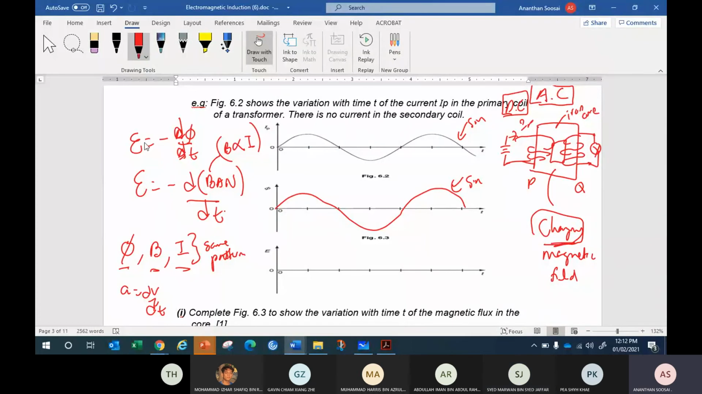Okay, cos. But you have a negative, so what happens? Reflect at the x-axis, so it becomes what graph? Negative cos. So the answer for EMF is a negative cos graph.